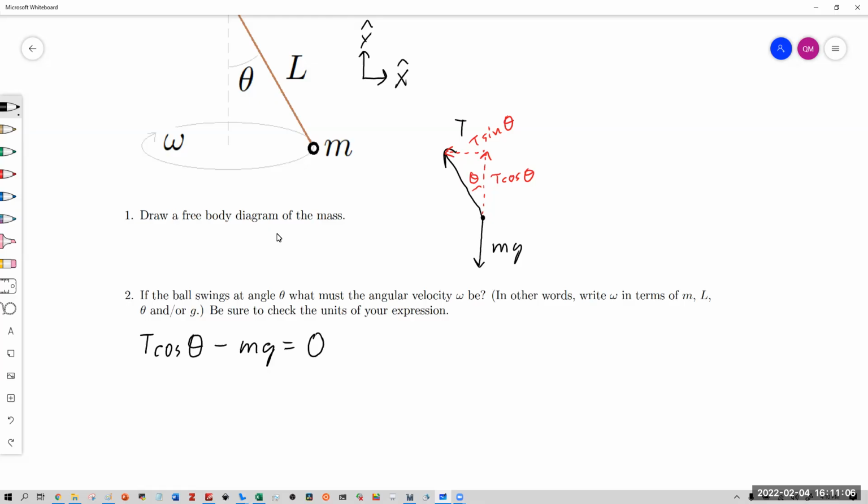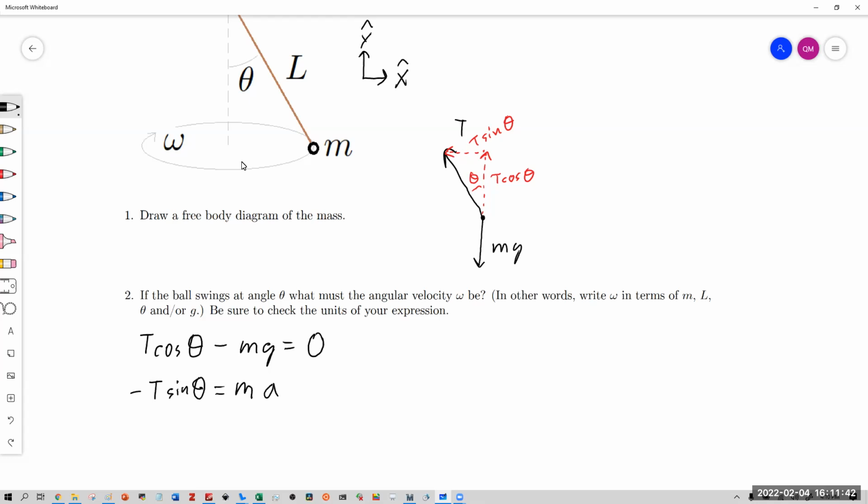Okay, now we'll do sum of forces in the x direction. So we have minus T sine theta, because it's being pulled in the minus x direction. And it's the only force in the x direction, so we're just going to set that equal to mass times acceleration in the x direction.